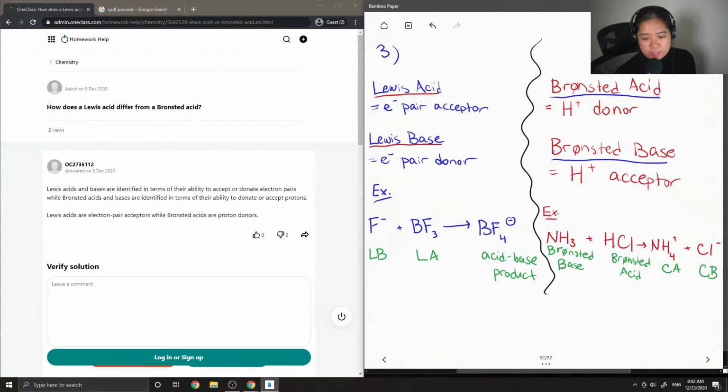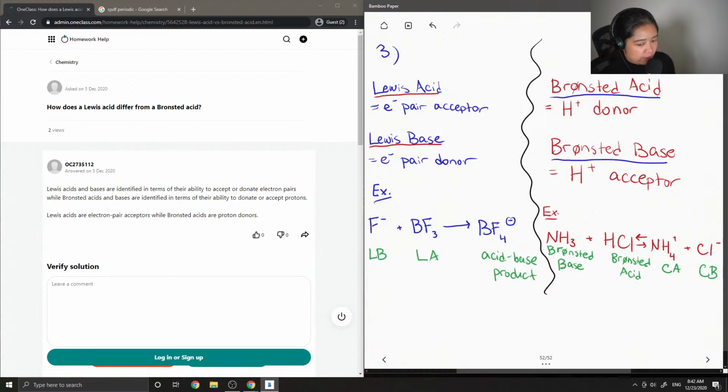And we know this because in the reverse reaction, if we were to go the opposite direction, NH4+ would be the one to donate the proton, and the Cl- would be the one to accept the proton.